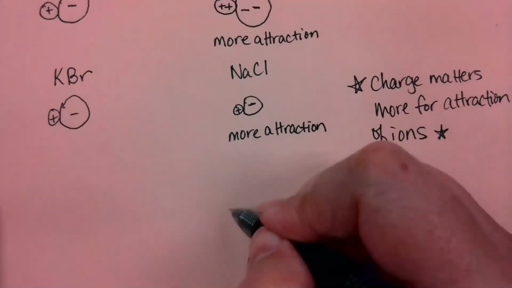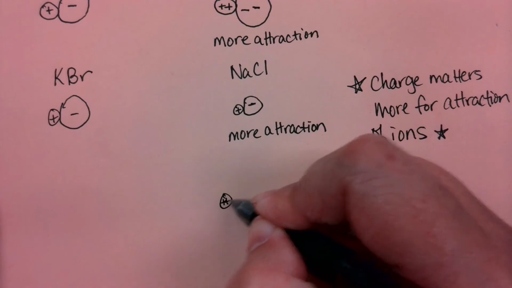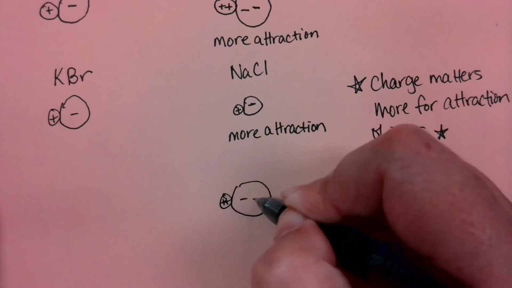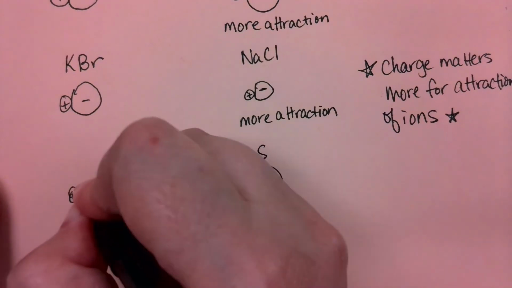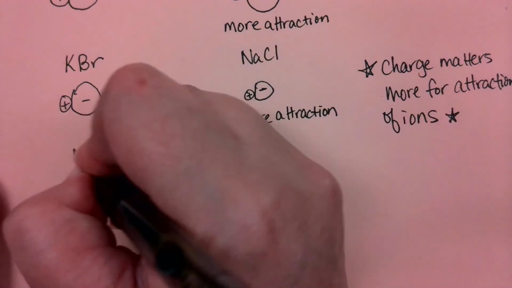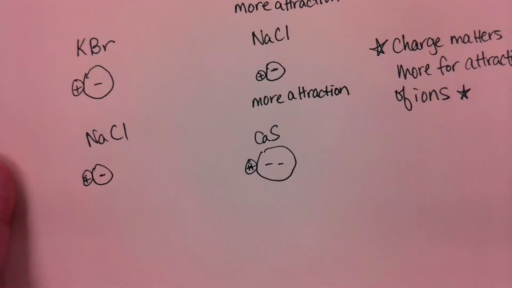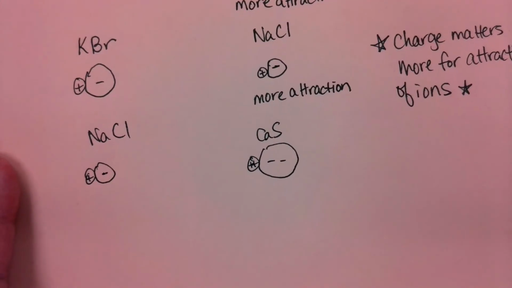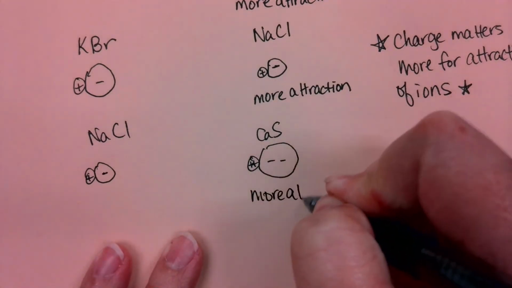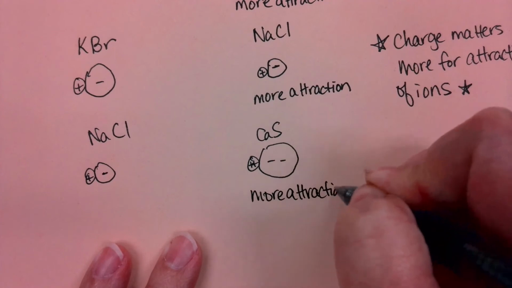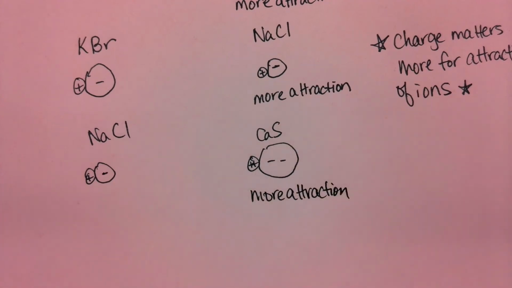So if I took my CaS and compared it to NaCl, CaS is definitely larger, but its charges are double that of NaCl. So this one is going to experience more attraction because of the charge beating size.